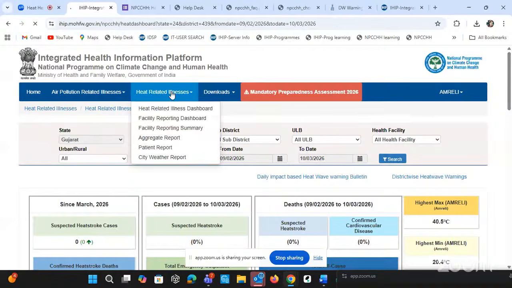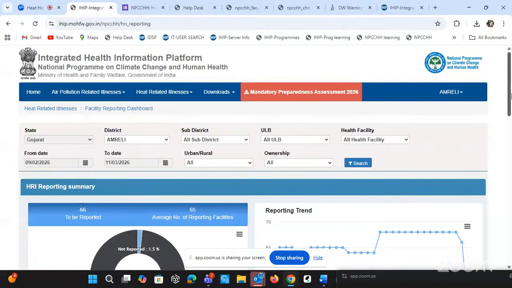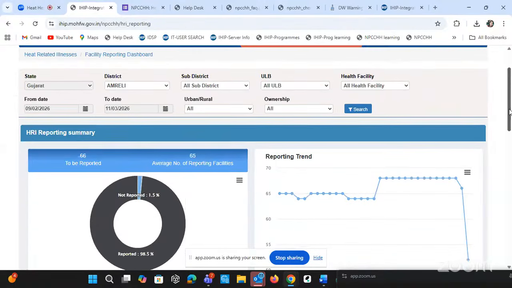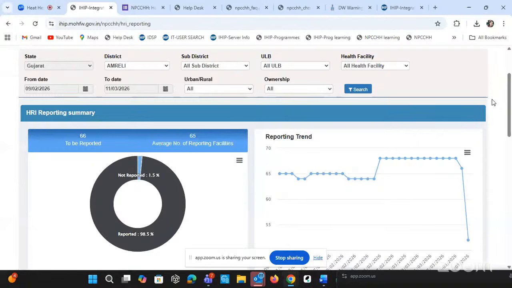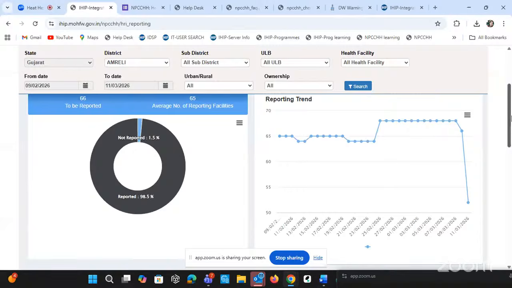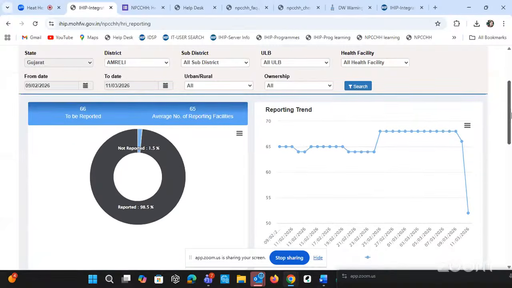Now we are checking the facility reporting dashboard. Here the district user can check whatever facilities come under their district, how many facilities have reported and how many have not reported. So they can check what issues they are facing while reporting. Like we are checking from 9th of Feb to 11th of March: 98.5% reported and 1.5% not reported.